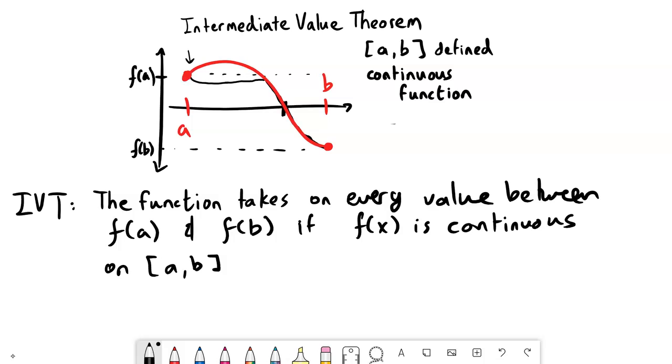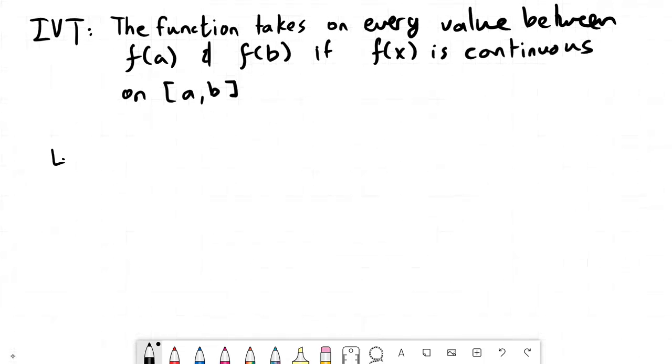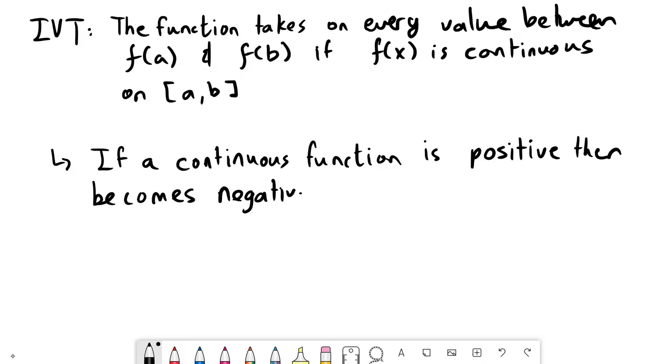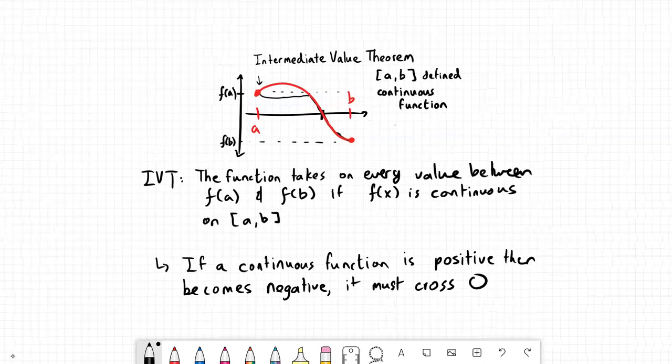Typically with the intermediate value theorem, we actually want to show that something crosses 0. In other words, this is something we typically want to find. If a continuous function is positive, then becomes negative, it must cross 0, because it has to take on every single value between. So from every positive value to negative value, somewhere in between there's something 0. It must cross 0. So this is the idea of the intermediate value theorem.